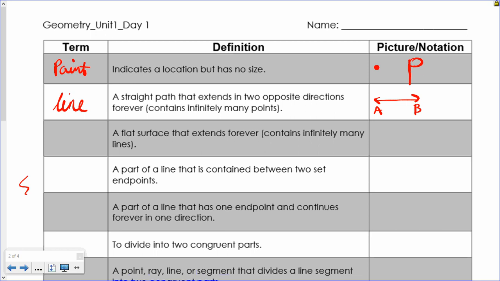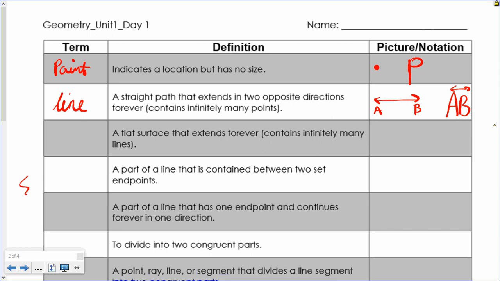What if I wanted to name this? If I wanted to call it line AB, there has to be a little notation that goes above the letters to indicate that it's a line. Yeah, you draw a teeny little line like this with two arrows. That's your notation that it's line AB.